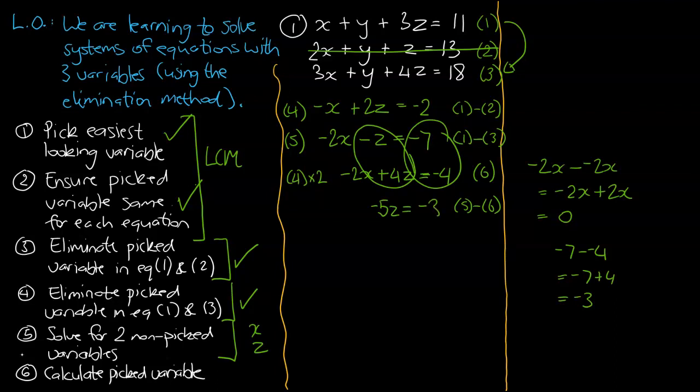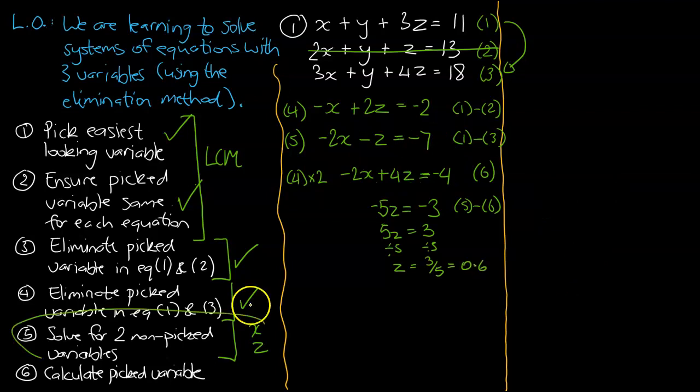So we've now got negative 3 over here. And with a little bit of algebra, we can get rid of the negatives by going 5z equals 3. And after that, we can divide by 5, divide by 5. z is equal to 3 over 5 if you want to keep it as a fraction, or 0.6 if you wanted the decimal. So if we're back at our list, our goal was to solve for the two non-picked variables. We've now figured out z, but we are left with trying to figure out what x is equal to.